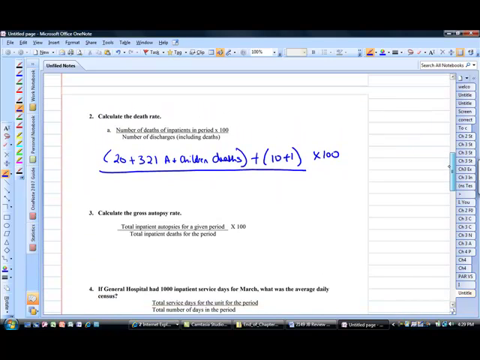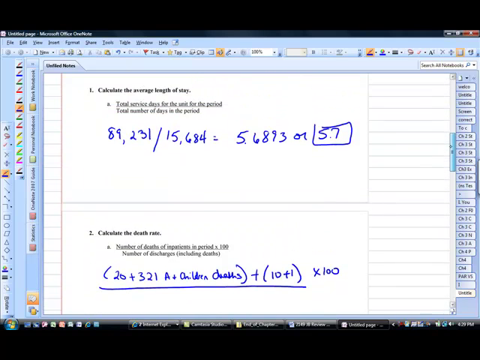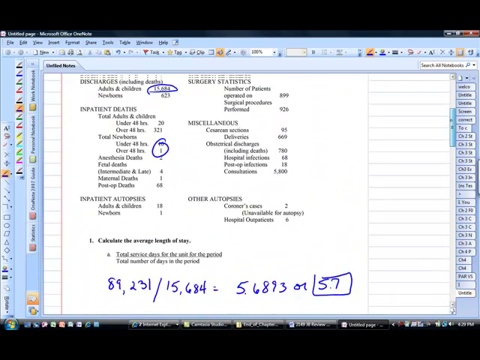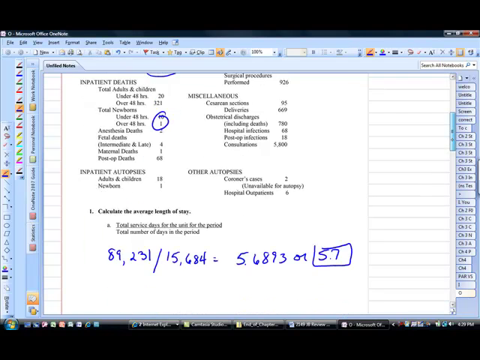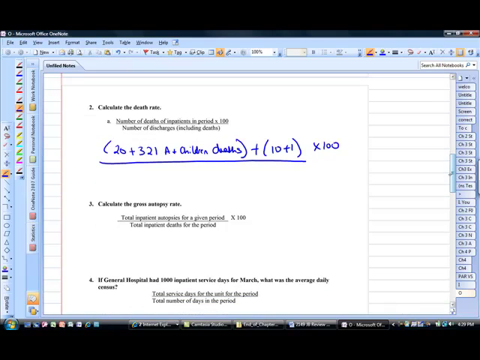And our formula says that we take the number of discharges including deaths. So we have a total number of discharges, 15,684 for adults and children, 623 for newborns. So we're going to add those together to get our total discharge. And this should equal 352 times 100 over 16,307, and that will be 2.158, or we can round that up to 2.16%.